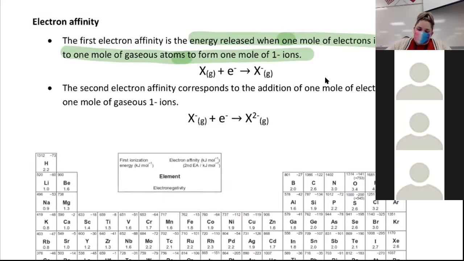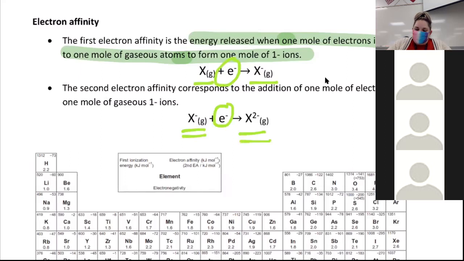So notice on this one, we have that same setup where we have a generic element symbol with the gas form, but now the electron's on the reactant side because it's being added. And so over here, I end up with a negative ion, okay? Just like with ionization energy, I can have a first and a second electron affinity, and it works the same way. I just take the ion that I made on the first one with a -1, and I'm going to add another electron to it and make it have a -2 charge, okay?